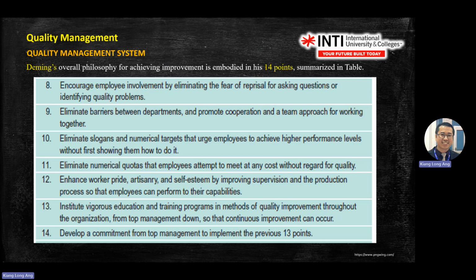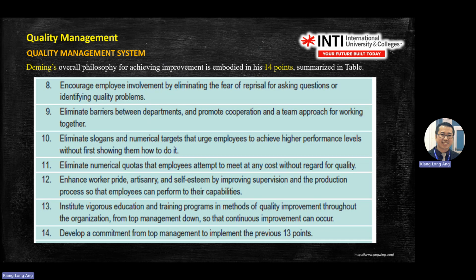Then eliminate slogans and numerical targets that urge. So this one is that you need to show your staff how to do it. Right? Not just give them a number to achieve, but show them how to do it. Demonstrate how to do it, or give them a sample of how to do it.